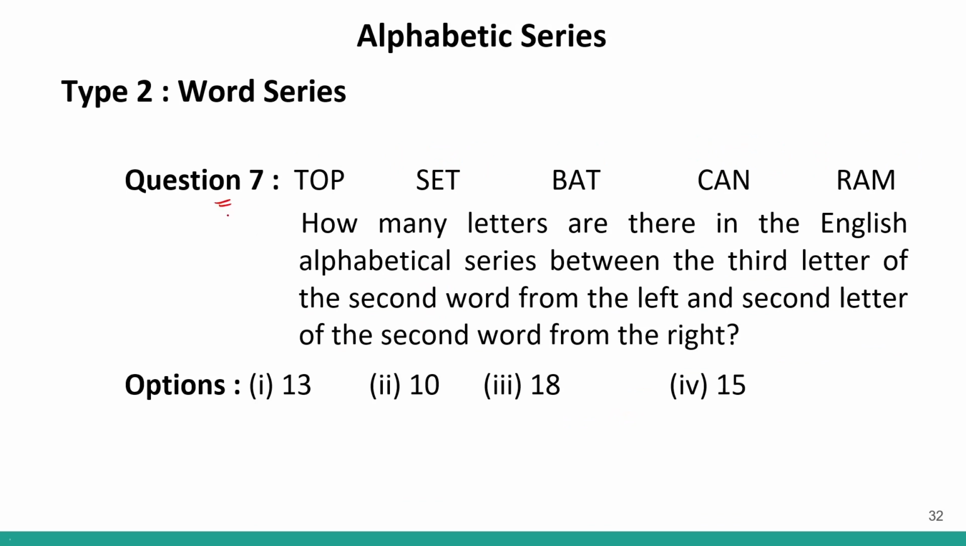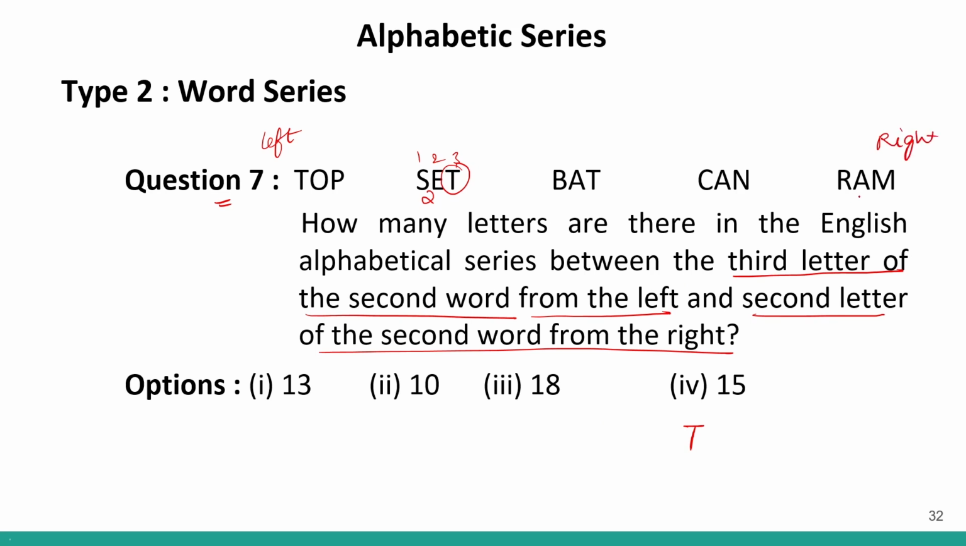Question number 7. So again 5 words are given. Then these are the instructions. How many letters are there in the English alphabetical series between the third letter from the second word from the left and the second letter of the second word from the right? So left, second word is this and third letter is T. Okay? And second letter of the second word from the right. So this is right. Second word is 1, 2, this one. And the second letter will be 1, 2, A.